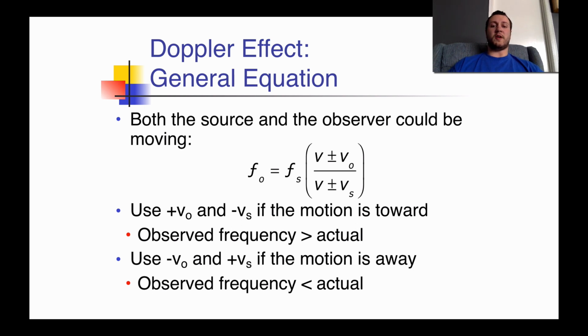So don't be afraid to play around with the pluses and the minuses. But again, make sure you look at it and recognize what's happening. If the motion is towards, the frequency that's observed has to be going up. And if the frequency is going down, that means the motion is going to be away. There's a quick look at the Doppler effect and how motion is going to impact what we hear.